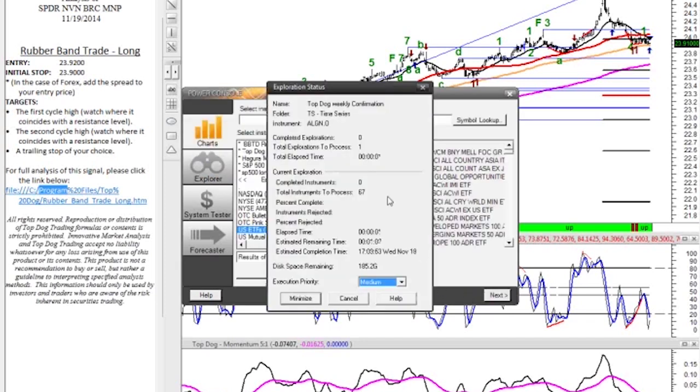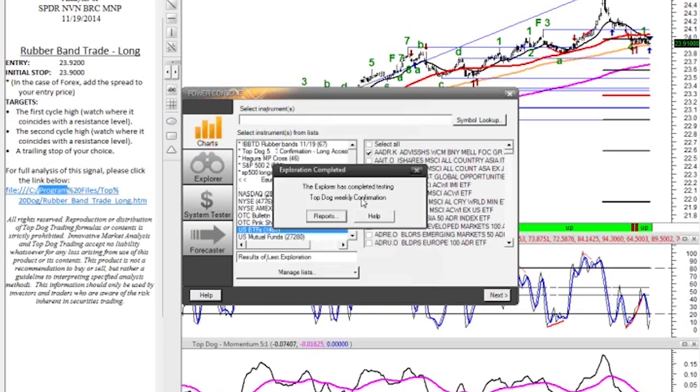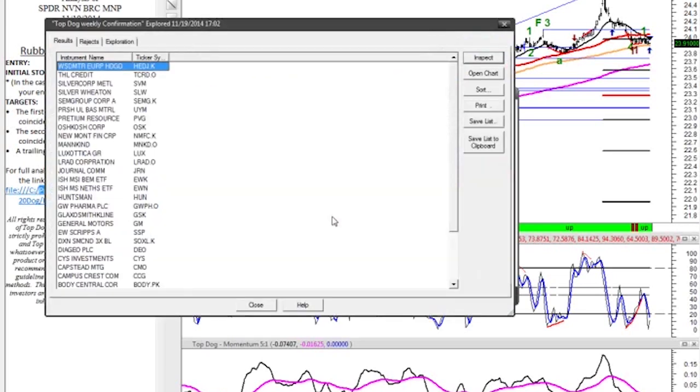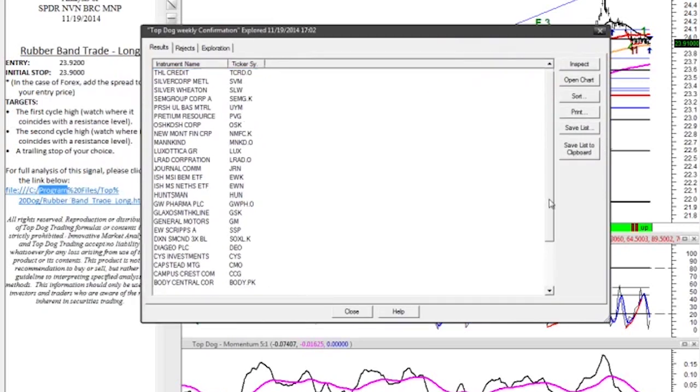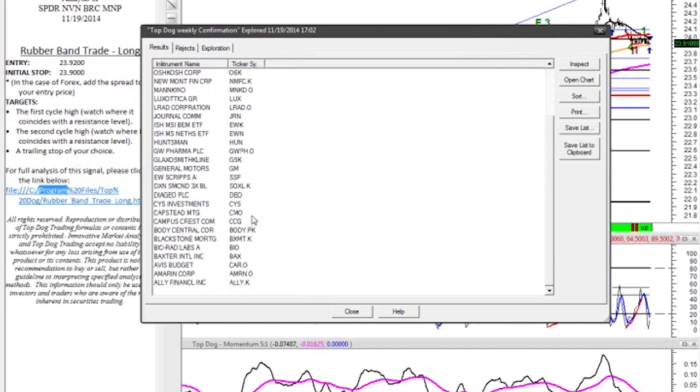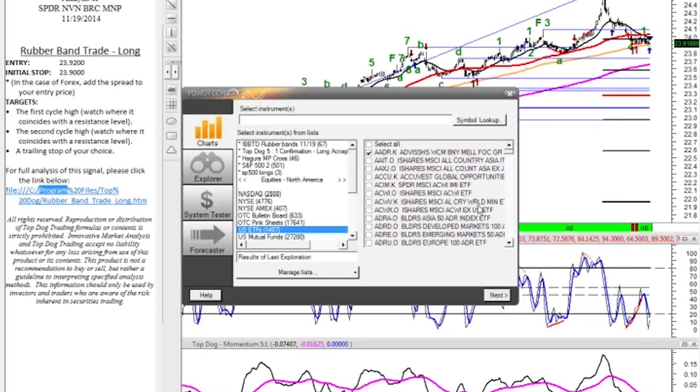I can start that exploration. It's going to go through the 67 scans that actually had a long or a short, and tell me if any of them are also confirmed weekly. In this case, quite a few of them were, so now I just have to look at those. So whatever you prefer. Sometimes I like to look at the charts. If there's about 67 of them, I'll probably run the scan again and narrow it down a little more, so I just have the ones that are confirmed in the direction that I want to go. Let me close this down, and let's answer a couple of questions.